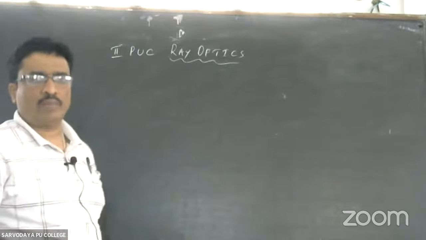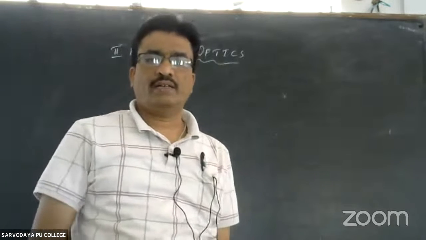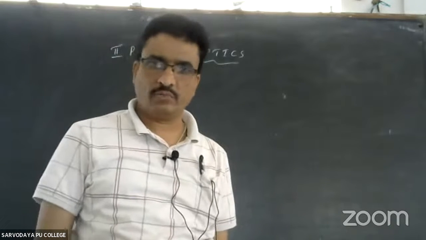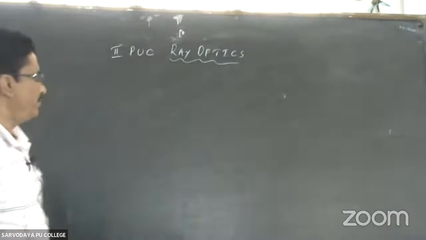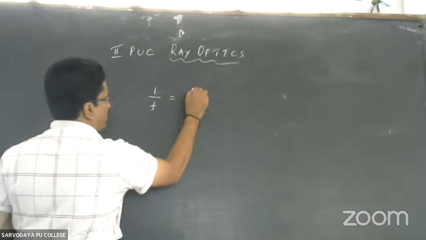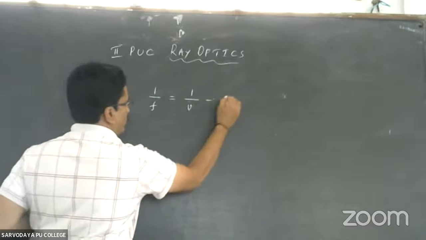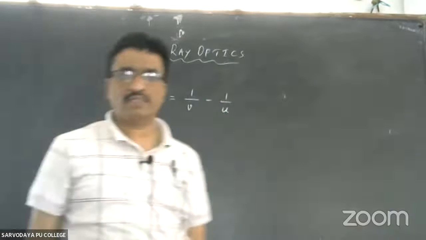This is basically a problem related to lenses. In fact, I already discussed problems related to the lens maker's formula, but once you consider the lens formula, you have the idea that 1 over f, that is the reciprocal of the focal length, will be equal to 1 over v minus 1 over u. The negative sign is only because of the Cartesian sign convention.